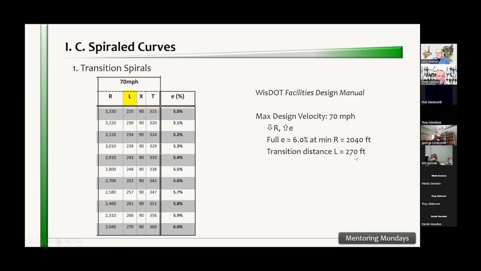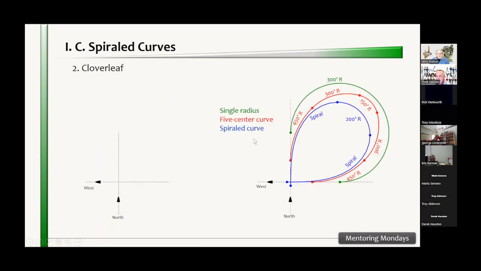So you want to have it gradual and matching the centrifugal force. So 270 feet is not a very long curve when you consider how long our circular arcs are and stuff. So with a short distance like that, we can make some approximations for it.